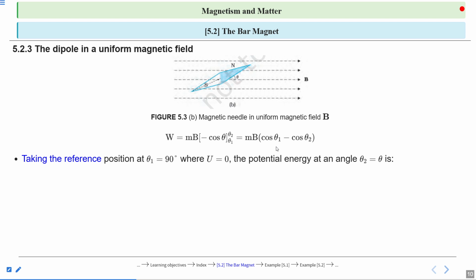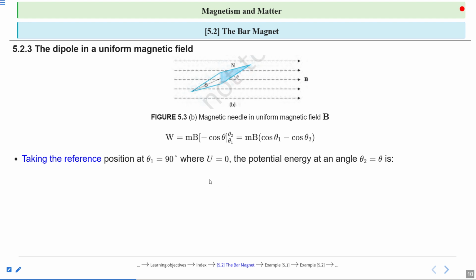Now, to define the potential energy, we have to define the reference also. So we will fix the reference point, taking the reference position at theta 1 equal to 90 degrees. When theta equals 90 degrees, cos theta will be 0. That means potential energy at that point will be 0. So multiplying mB with cos theta 1 and cos theta 2, it will result in mB cos theta 1 minus mB cos theta 2. These are two expressions for potential energy at different orientations, at different angular displacements.